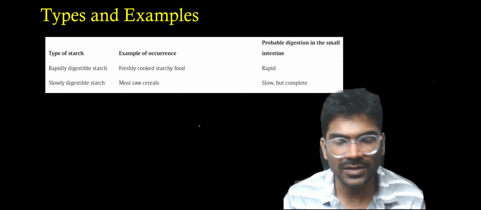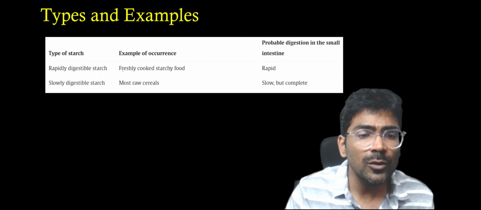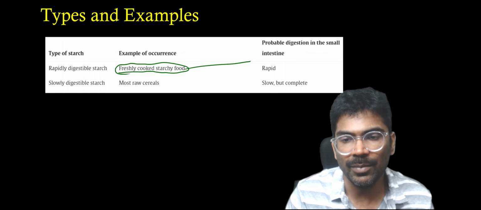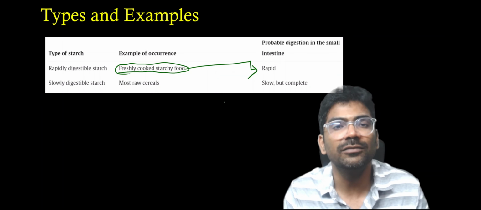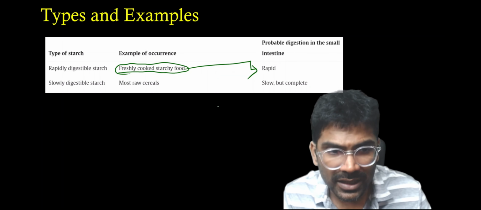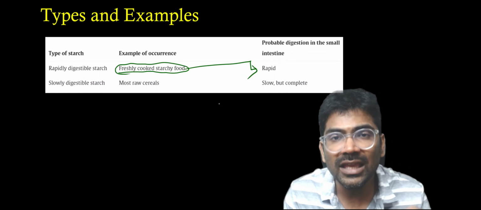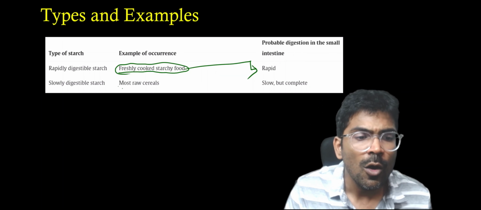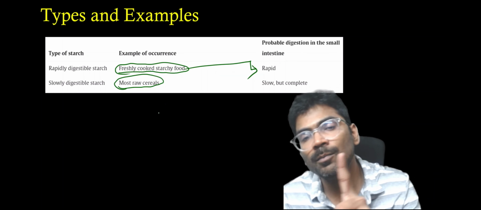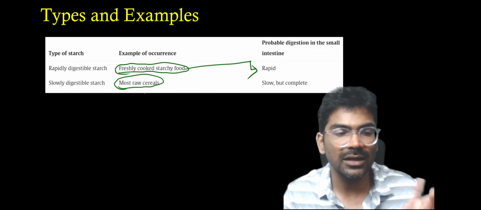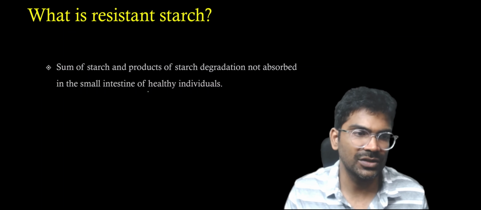There are two types of starch, rapidly digestible and slowly digestible. Freshly cooked starchy food is rapidly digestible, like freshly cooked rice, freshly made idli, freshly made dosa. So all these are rapidly digested, so they increase the blood glucose level rapidly, so they have a high glycemic index. Most raw cereals are digested slowly but completely. So they come under the category of slowly digestible starch. Right? What about resistant starch?